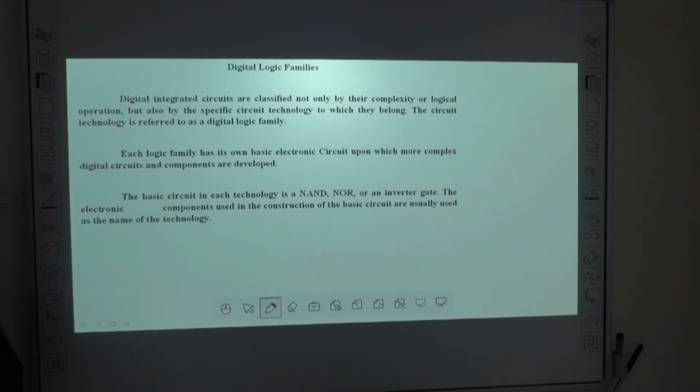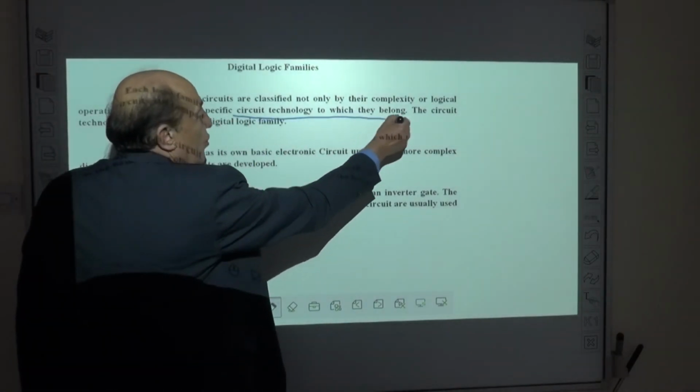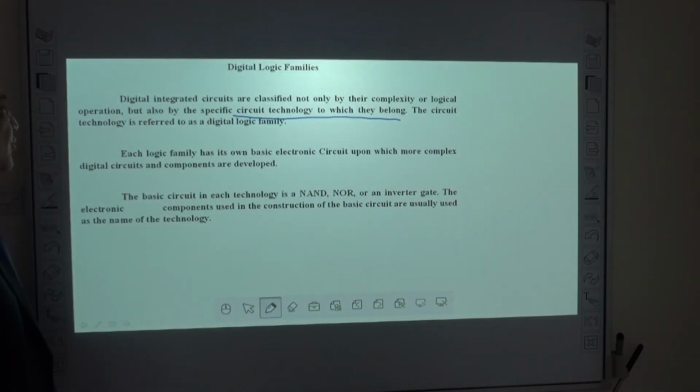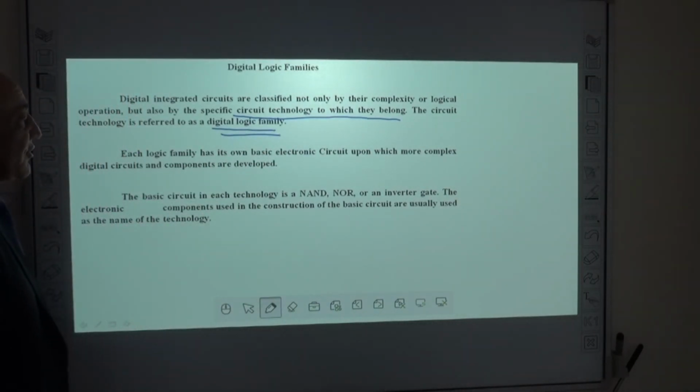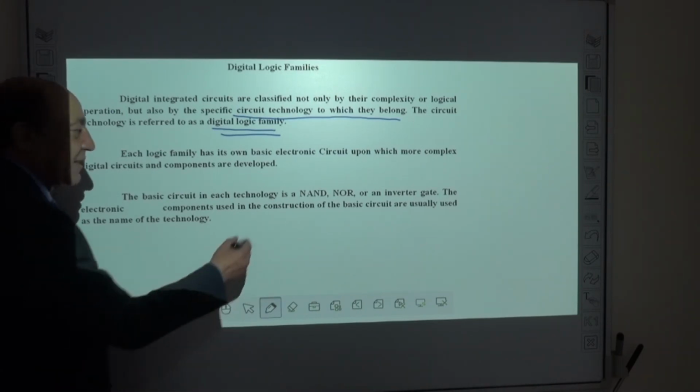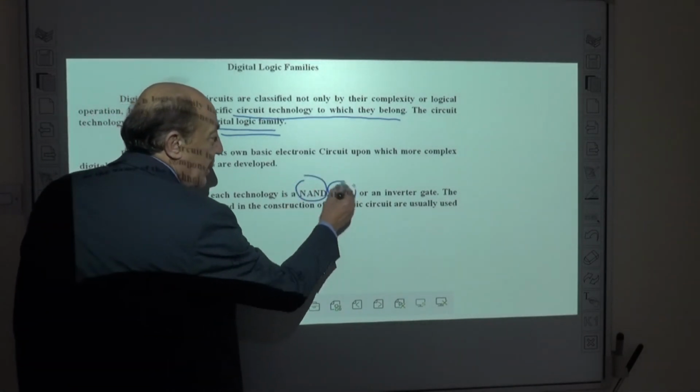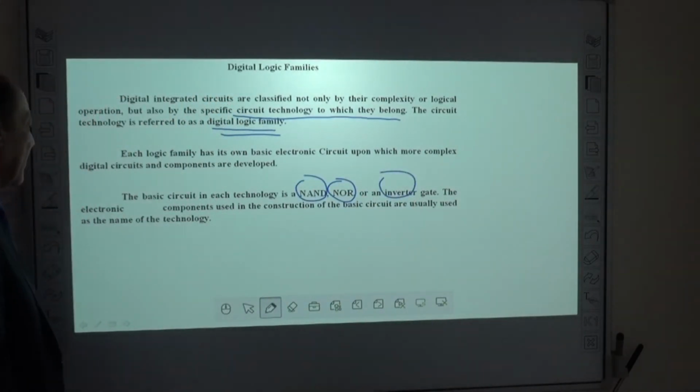Digital integrated circuits are classified not only by their complexity or logical operation, but also by the specific circuit technology to which they belong. This circuit technology is referred to as a digital logic family. Each logic family has its own basic electronic circuit upon which more complex digital circuits and components are developed. The basic circuit in each technology is NAND, NOR, and inverter. The electronic components used in the construction of the basic circuit are usually used as the name of the technology.